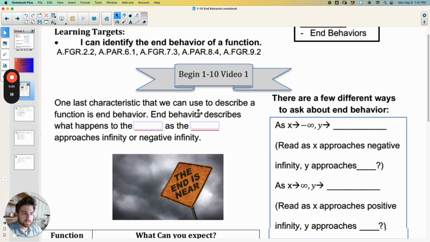One last characteristic that we can use to describe a function is end behavior. End behavior describes what happens to the y value as the x value approaches infinity or negative infinity.